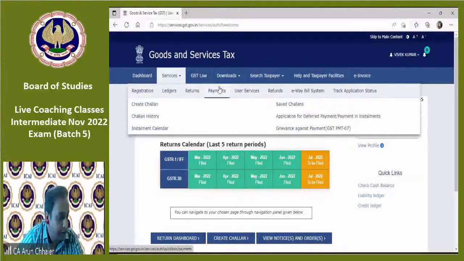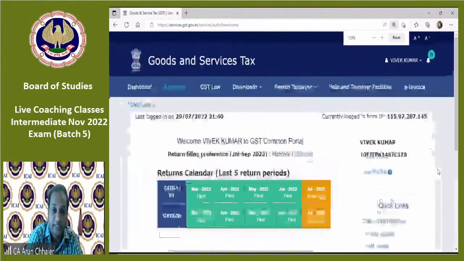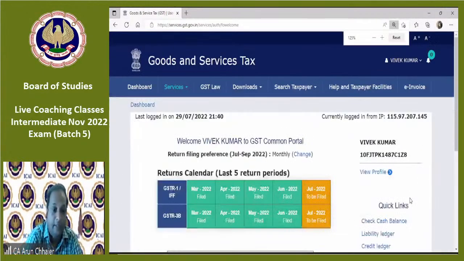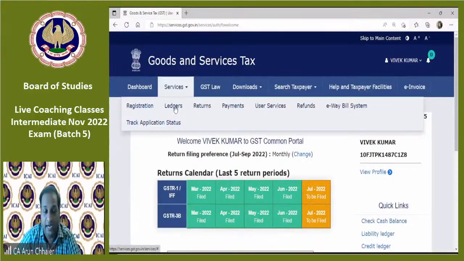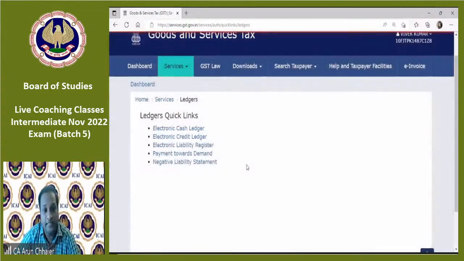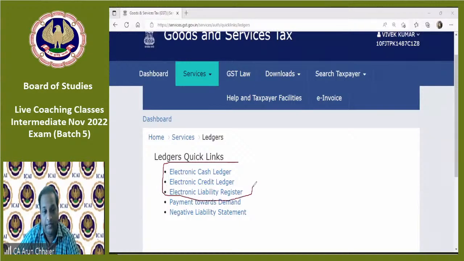So I hope you are able to see the screen, correct? Now let me click. This is the GST portal. Let me click on Services and then click on Ledgers. You can see that there are the ledgers. One is the electronic cash ledger, one is the electronic credit ledger, one is the electronic liability register, which we will discuss. Correct.